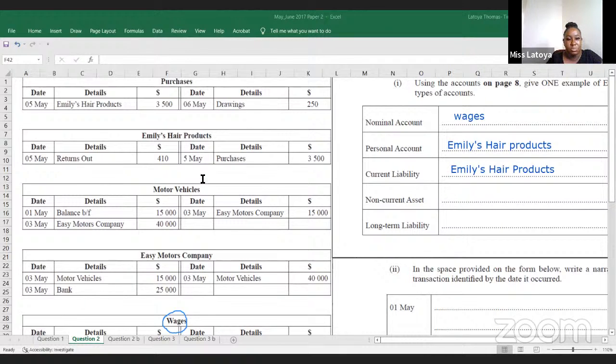Non-current asset account, motor vehicle. Non-current asset, motor vehicle would be our example here.